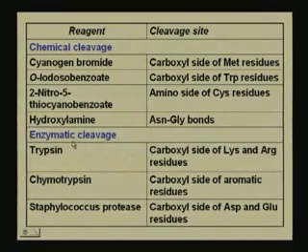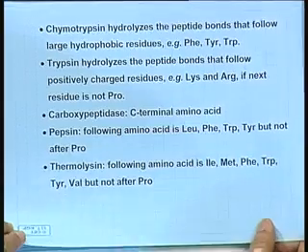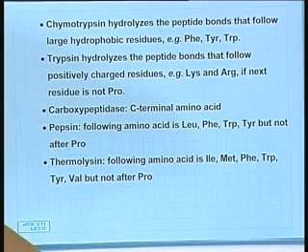I can also use enzymatic cleavage. For the enzymatic cleavage, what do we need to know? We know that trypsin will cleave on the carboxyl side of lysine and arginine. Chymotrypsin will cleave on the carboxyl side of aromatic residues. So, how can we use this information, the chemical cleavage and the enzymatic cleavage, to figure out the amino acid sequences of polypeptide chains? This is the information we need.